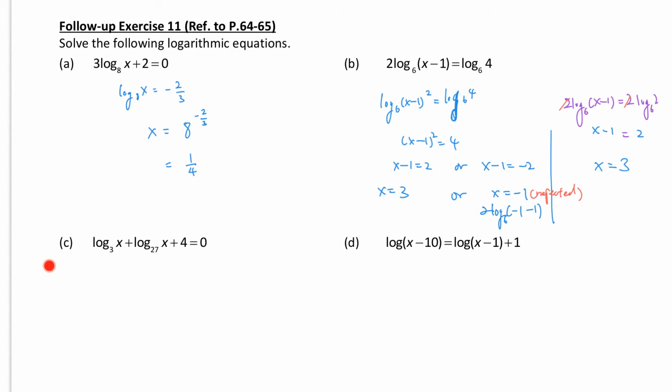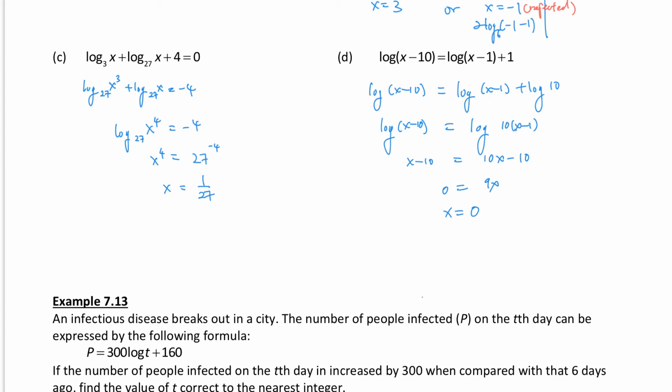If you haven't finished question C and D, you may do it first. Okay, you can do question D first. This question is a little bit easier because in this question you need to change the base. Remember, pause the video and check it later. Part C and Part D.